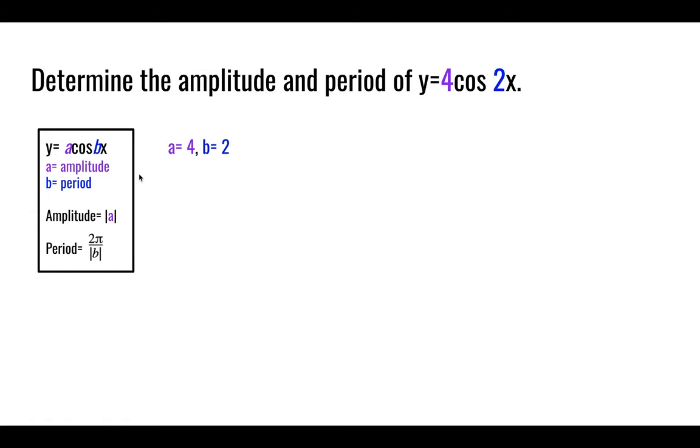And these are the numbers that we use to find the amplitude and period. So looking here, if we apply these formulas, we will find the absolute value of 4, giving us the amplitude of 4. And using the period formula, b represents 2. So when 2 pi is divided by the absolute value of 2, it gives us the value of pi. So the period would be pi.